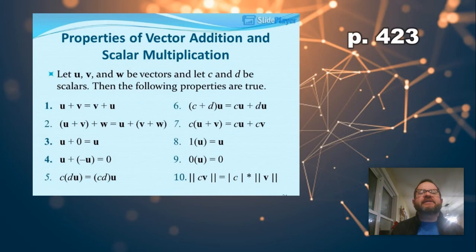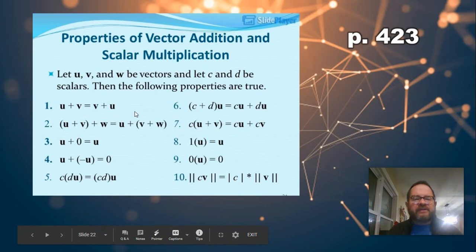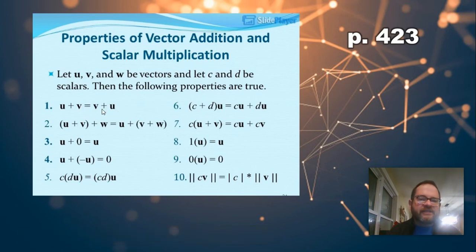Your book gives a list of the properties of vector addition and scalar multiplication. I can't find it. It's on page 423. I forgot I wrote that on there. And the properties of these vectors can all be proven, which we are not going to do. And I do like the fact that it does illustrate here.